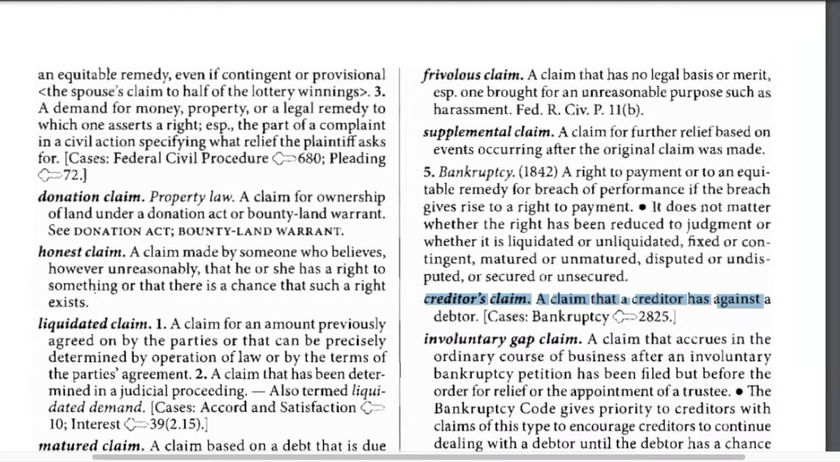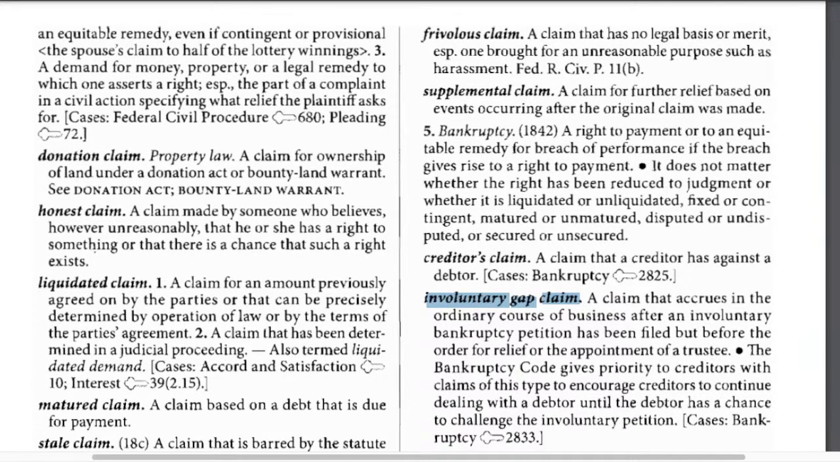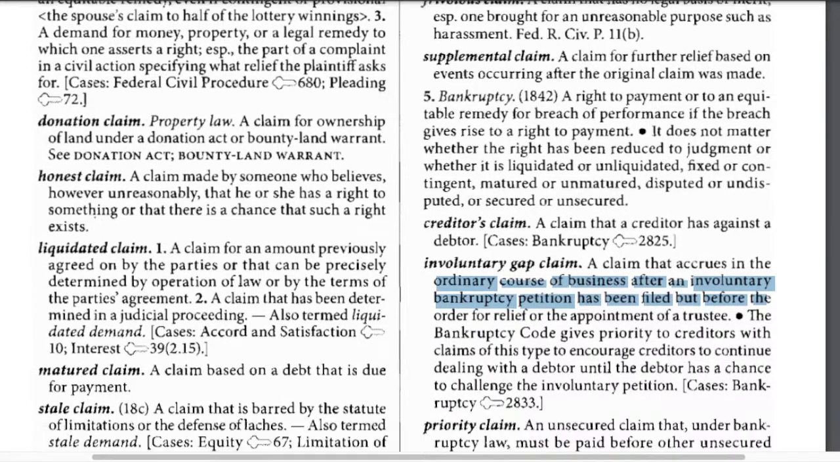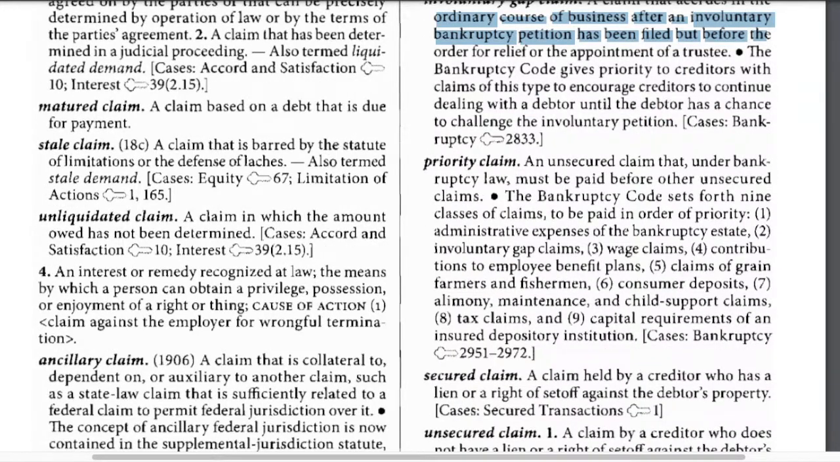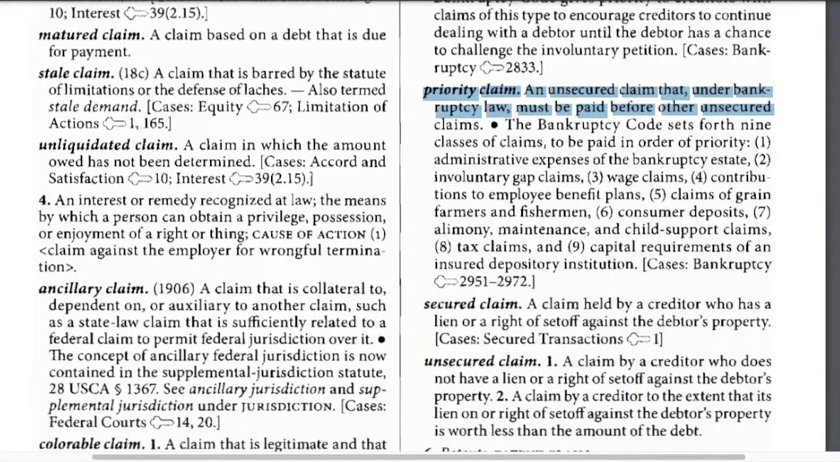Creditor's claim, a claim that a creditor has against a debtor. Involuntary gap claim, a claim that accrues in the ordinary course of business after an involuntary bankruptcy petition has been filed but before the order. Okay, so we're getting to the bankruptcy law here, which I don't want to get lost in the weeds with. Priority claim, an unsecured claim that under bankruptcy law must be paid before other unsecured claims. Secured claim, a claim held by a creditor who has a lien or a right of set-off against the debtor's property.